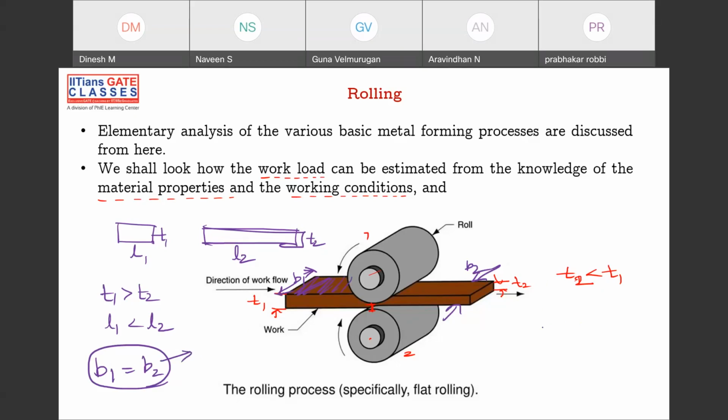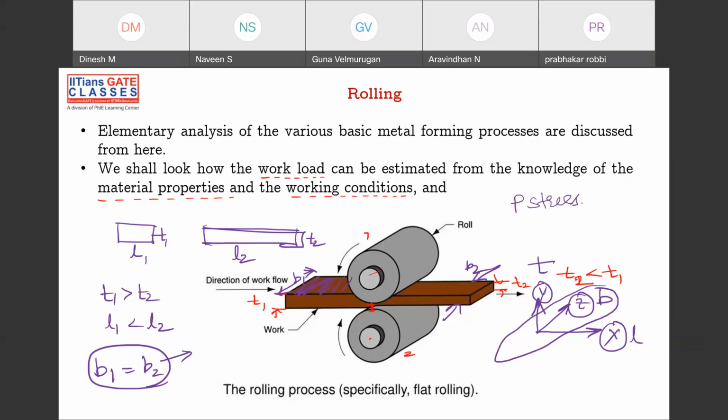So let us assume that this direction is X, this direction is Y, and this direction is Z. X direction corresponds to length, Y direction corresponds to thickness, Z direction corresponds to width. If there is no change in width, it means that there is no deformation in Z direction. So is it a plane stress or plane strain? What do you say? Is it a plane stress problem or a plane strain problem? Obviously it is plane strain.